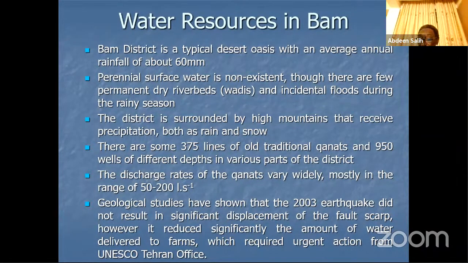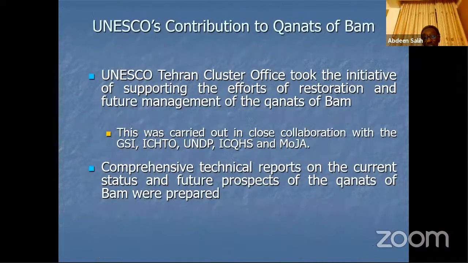However, it significantly reduced the amount of water diverted to farms, which required urgent action from the UNESCO Tehran office, of which I was the director at that time. And in the office, we took the initiative. Our Director General at that time, Professor Matsuura, immediately helped me by giving a significant amount, I don't remember how much, to help in Arg-e Bam, the cultural area which people go to visit. So we really helped in bringing some of those canals into operation.